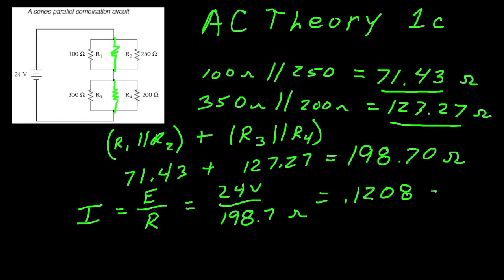So that is in amps, because all my other units are whole units. If I want to convert that to milliamps, I would move the decimal point over 3 places to the right, and I should have 120.8 milliamps. And that would be the answer for my current.